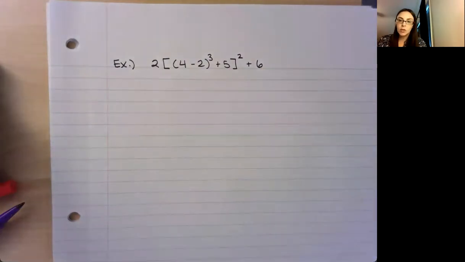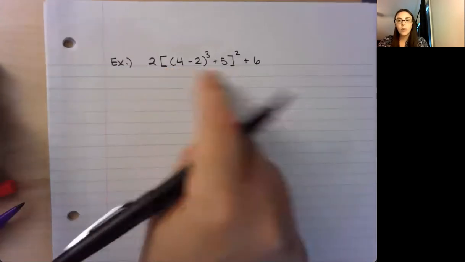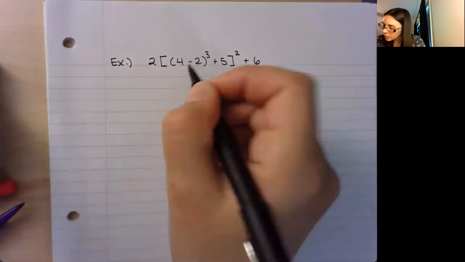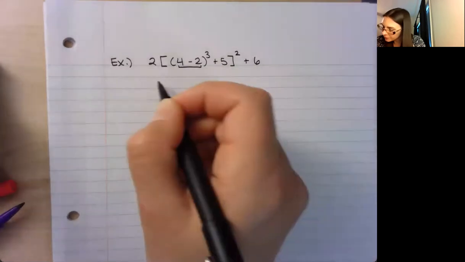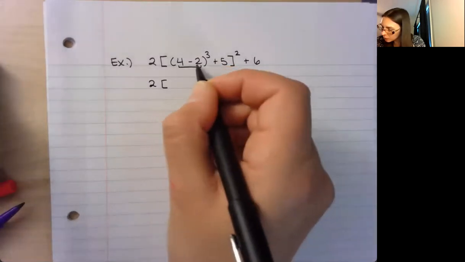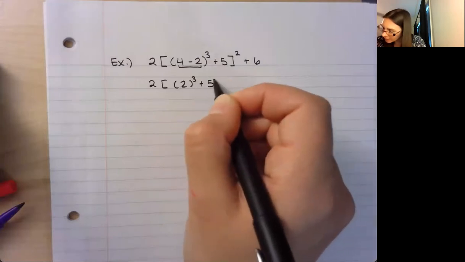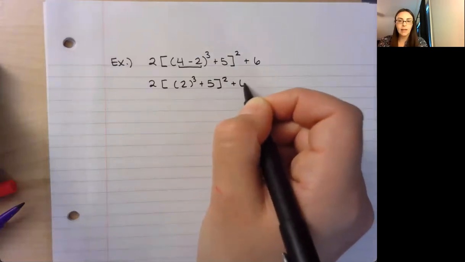All right, so here I have two sets of grouping symbols. I have parentheses and I have brackets. When you have two sets of grouping symbols and one is inside the other, then you just do inner to outer. So I'm going to start with the innermost one first. 4 minus 2 is 2. Notice that I'm just rewriting everything else exactly the same. I'm just doing one little step at a time.